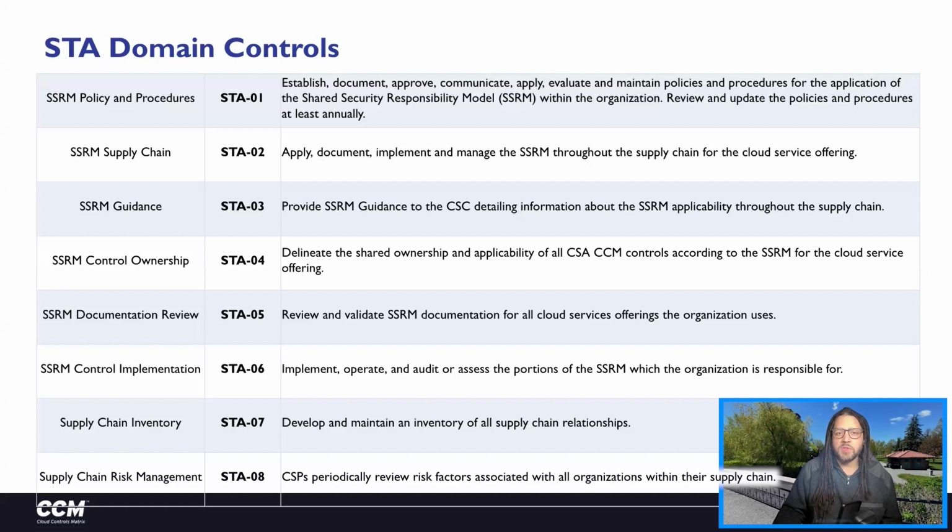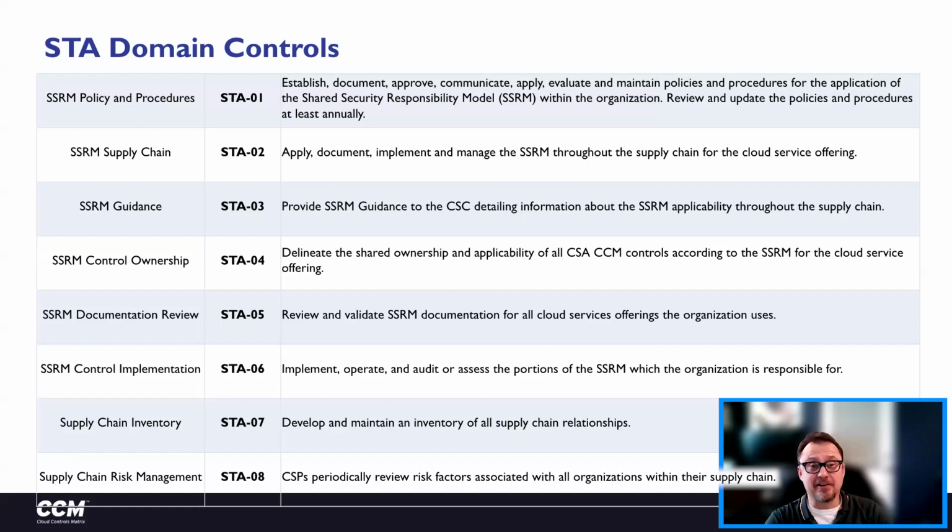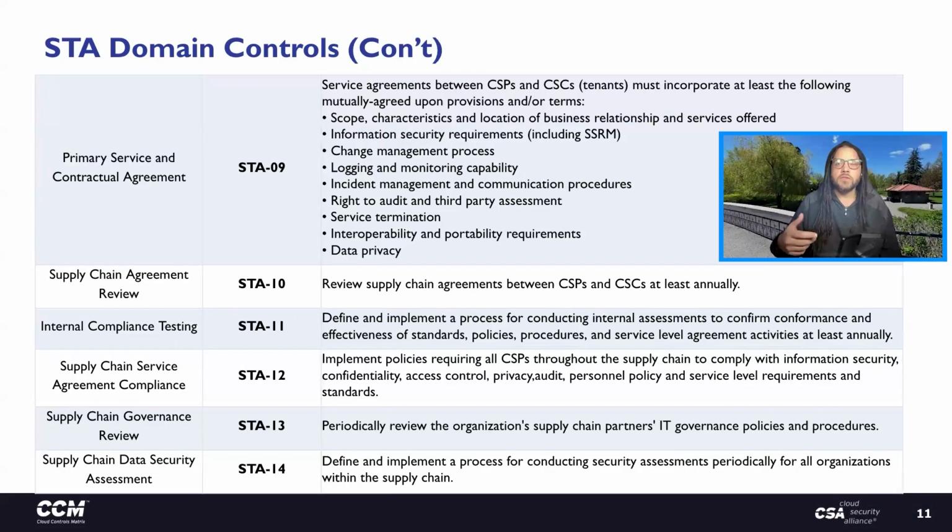And then in number 7 here, making sure that you actually know the supply chain relationships that exist and that you've got that inventory in place. Yeah, and STA 08 is one of my favorites. Reminds me of vendor management, but evaluating the risk factors across all your supply chain entities. So that's supply chain risk management, STA 08. And that's not just making sure that they've got a report, but actually evaluating all the risk factors. And we'll get into those details here in a little bit.